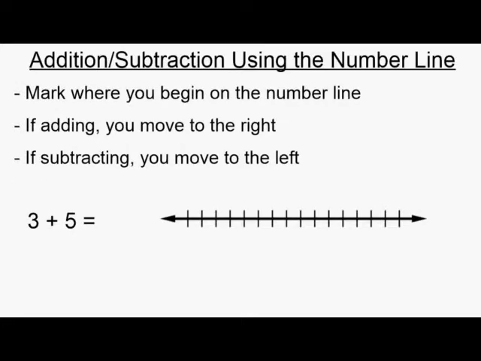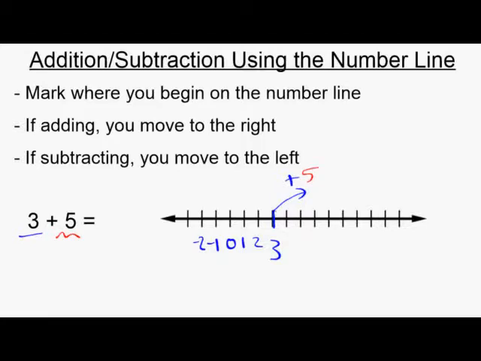So when adding and subtracting using your number line, you first want to mark where you begin on the number line. So the number I'm starting with is 3. So I can just say, hey, that would be 3, which means this is 2, 1, and there is where our 0, this is where our negative numbers would start on this number line. So if adding, you're going to move to the right. So since we're adding, we move to the right, and we are adding 5.